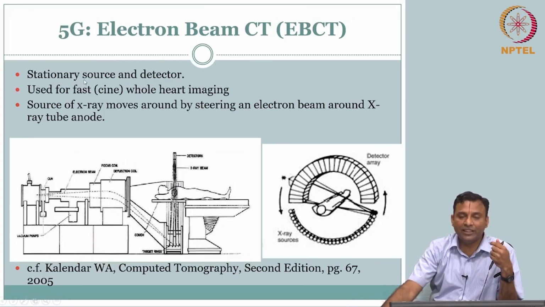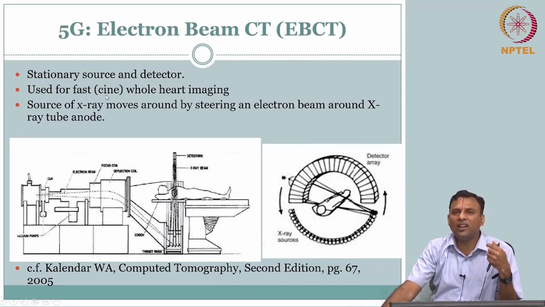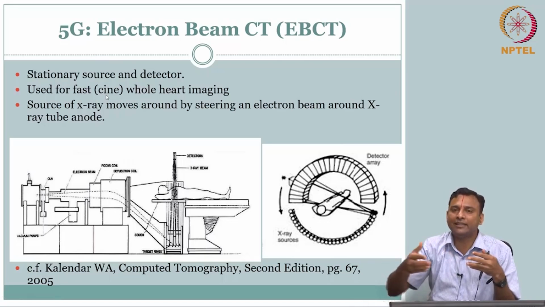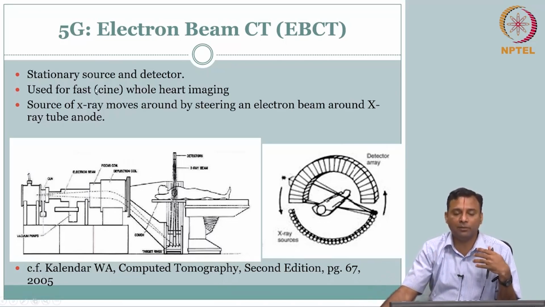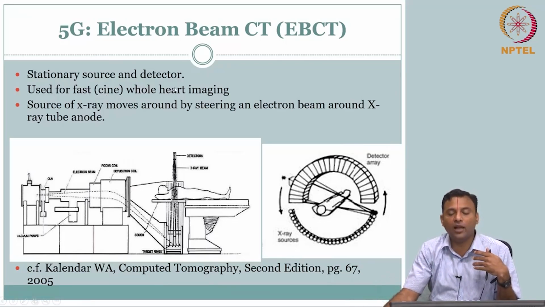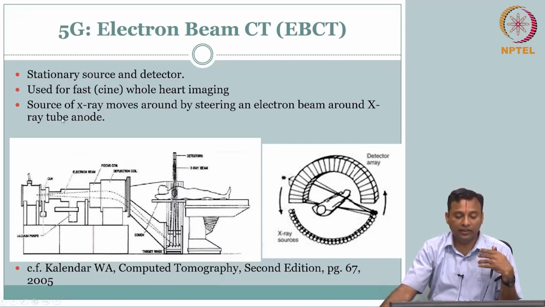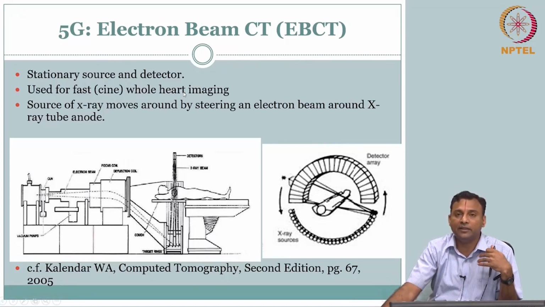So you had a stationary source and a stationary detector. Look at the advantage, used for fast imaging. We call this cine loop, like cinema, right? Cine loop means you can actually get a movie. That is what it means. Used for fast whole heart imaging. So I could really get the whole heart pumping, I could get the slice of that, right? Whole heart imaging I could get.